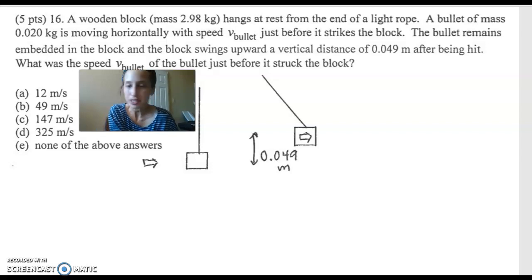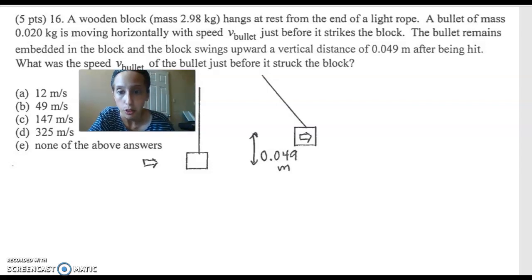Hello! Number 16 is a classic conservation of momentum problem. I don't know if y'all got to momentum, and if you're going to have momentum on your test. If you're not, you can skip this one. But if you have momentum, if you've heard that word, if you're like, yeah, I think I'm supposed to know what that is, follow along.